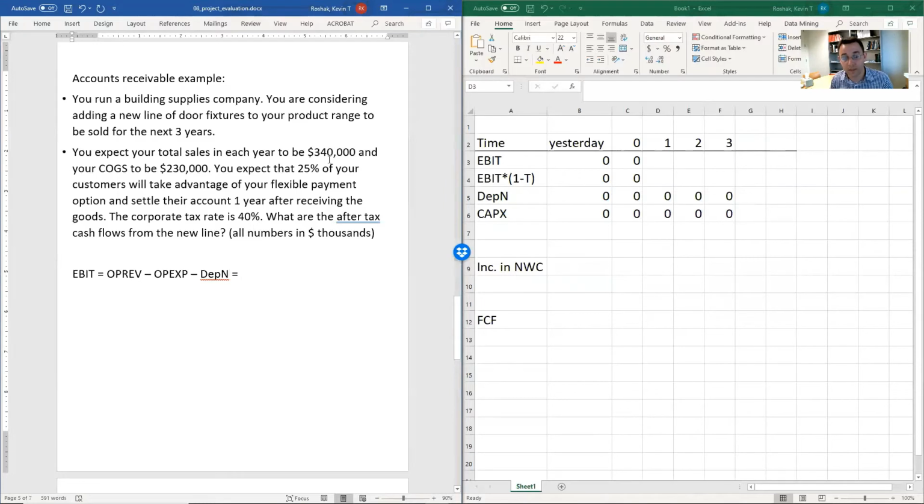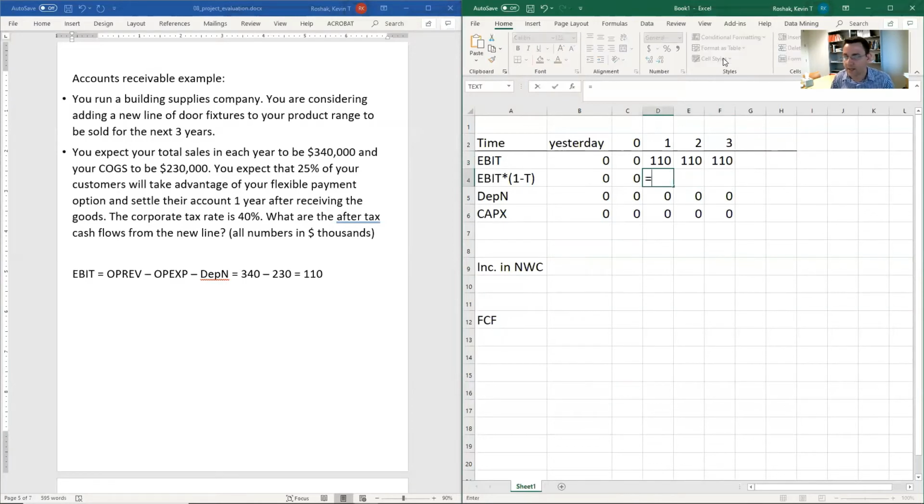What are the revenues from this project? With this new line of door fixtures, we're going to increase our sales by $340,000, and we're going to have a cost of goods sold of $230,000, and there's no depreciation, no assets are gaining or losing value here. So that means we're going to have a profit of $110,000 per year. Okay, so I'm going to go to the EBIT now in the table and fill out $110,000. And that happens in each of the next 2 years. Each of the next 3 years, we're getting this $110,000.